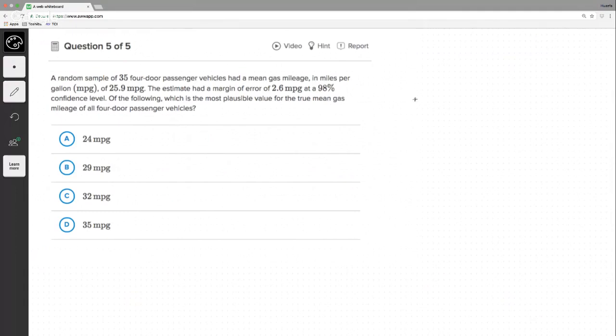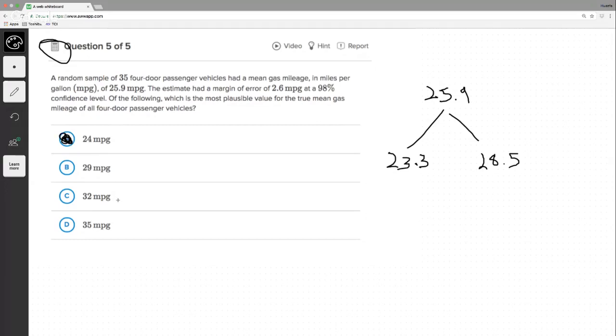All right, so we got to get on this 2.6. So look what I'm going to do once again, 25.9, and we're subtracting 2.6. That is 23.3. I'm doing this mentally, but you could definitely do this in a calculator because it is the calculator section. Adding gives 28.5. Now check it out. Which was the most plausible for the true mean? This is right in that zone.